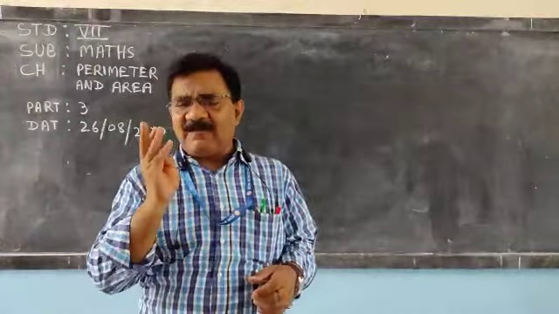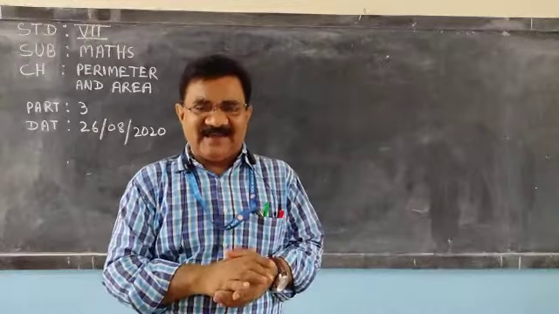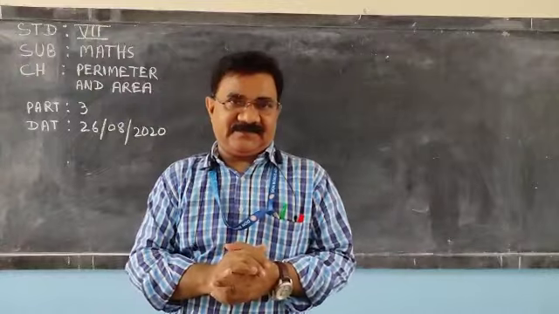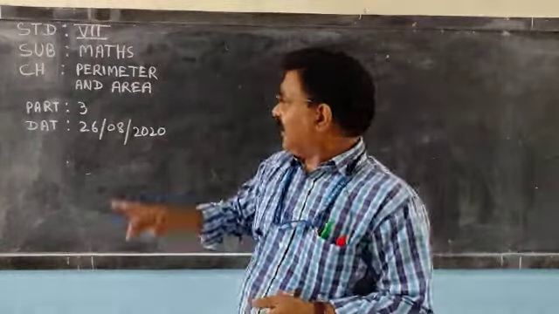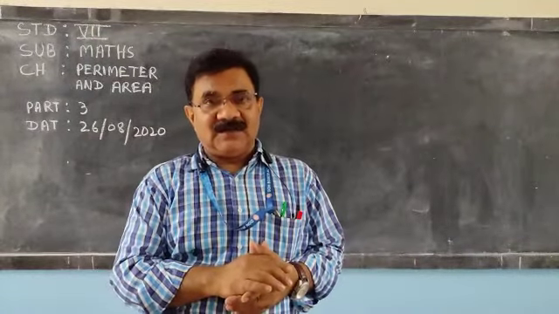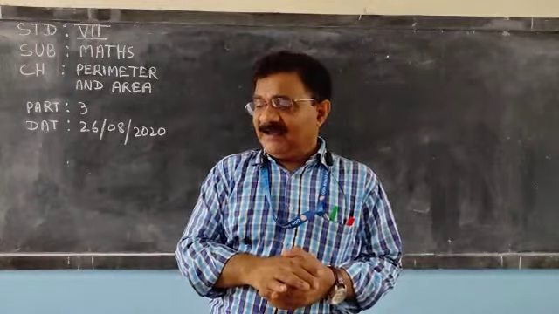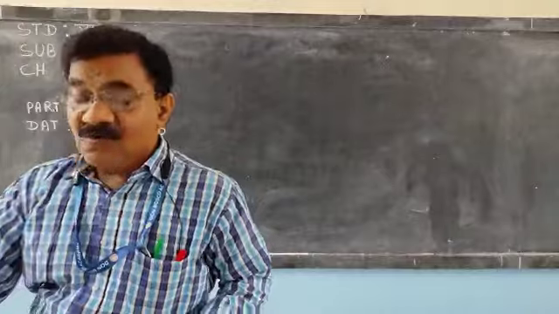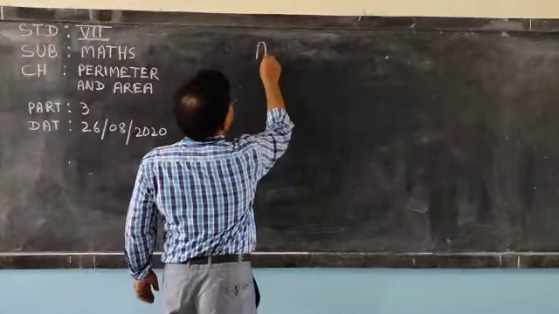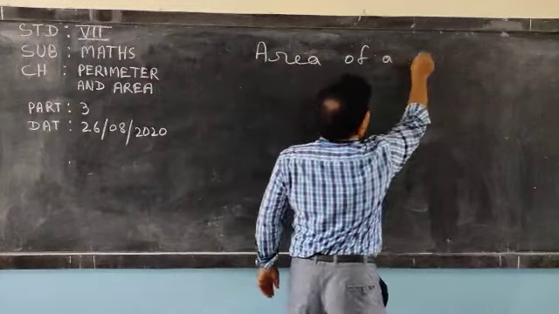Dear children, we have already discussed the perimeter of a square, the perimeter of a rectangle, and the perimeter of a triangle. Perimeter means the sum of the boundaries. And as far as area is concerned, we have discussed the area of a rectangle and the area of a square. Today we are going to discuss the area of a triangle.